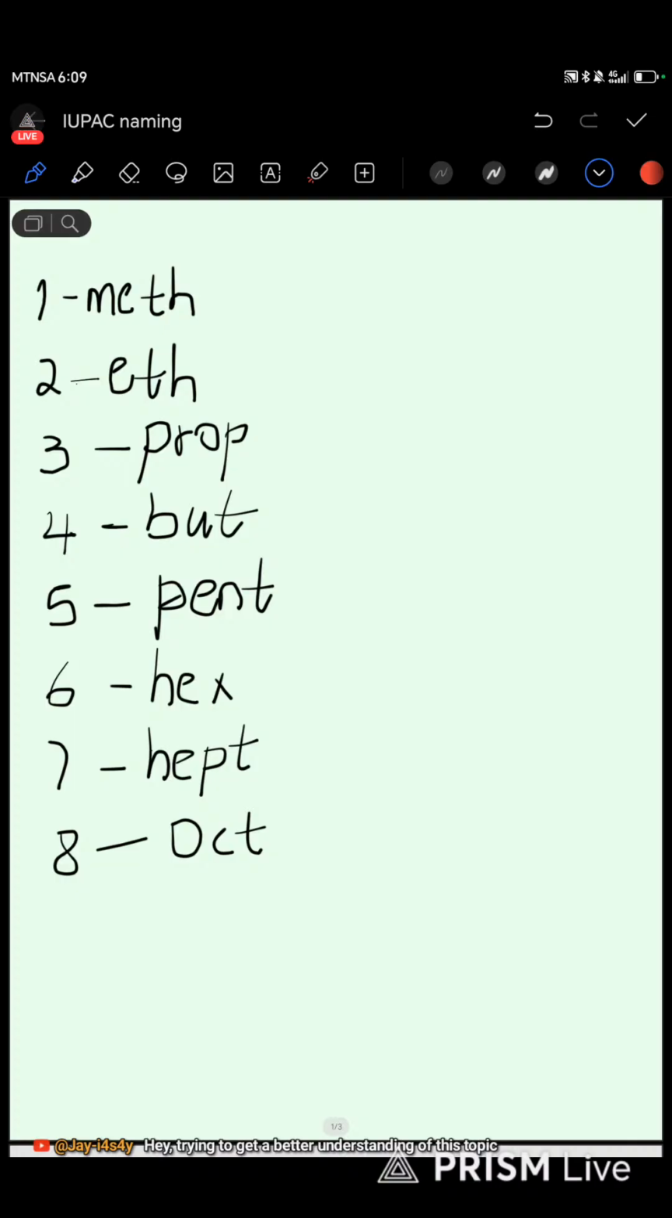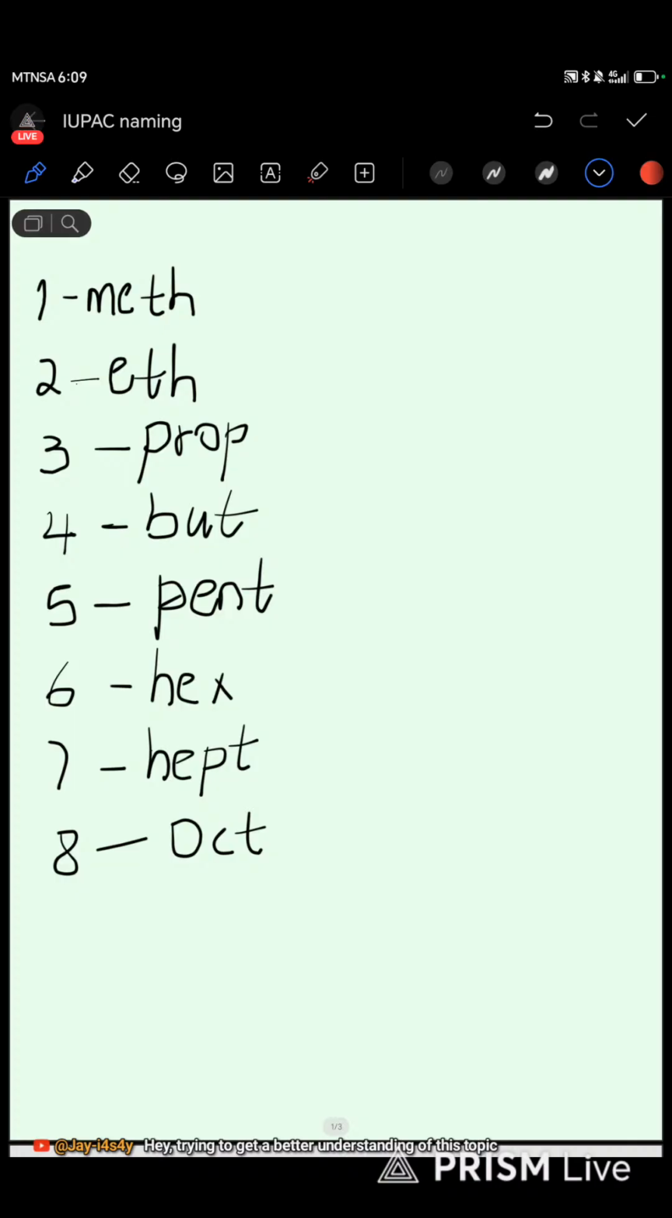So this is how we count in organic chemistry. If there is one branch with one carbon, then that is methyl or meth. If there's two carbons, it's eth, three carbons, it's prop, and so on. This is what we use for IUPAC naming. This is what guides us.